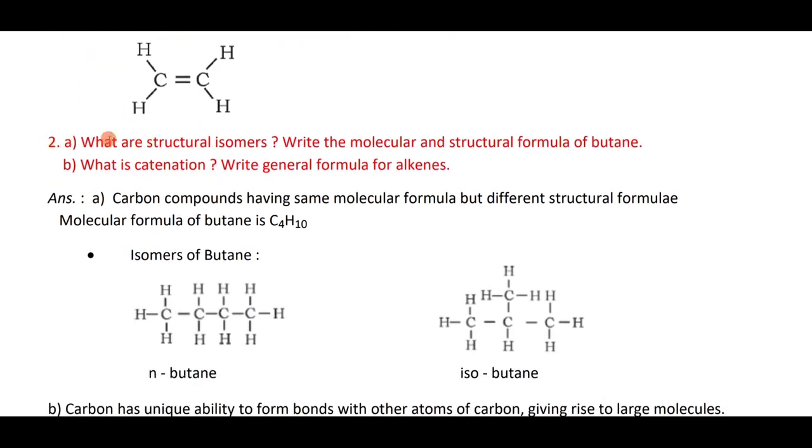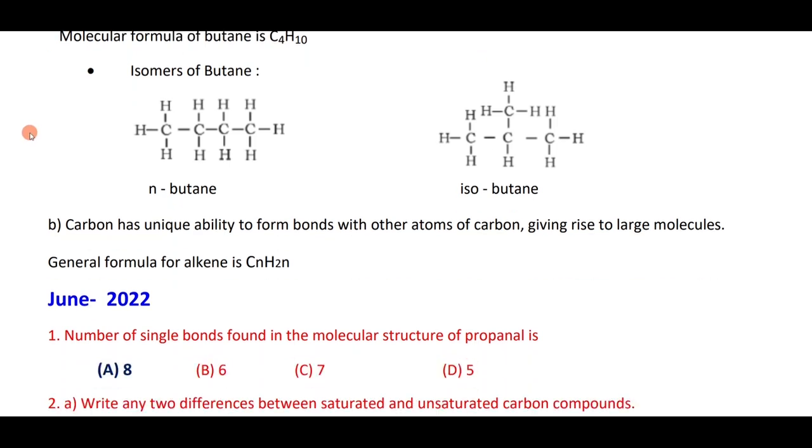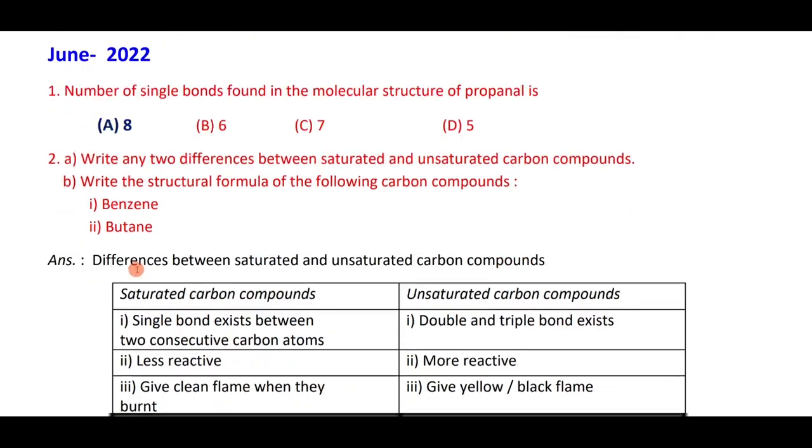Already repeated question. What is catenation? Write general formula of alkenes. Carbon has a unique ability to form bonds with other atoms of carbon, giving rise to large molecules. The general formula of alkene is CnH2n. The number of single bonds found in the molecular structure of propanol is 8. Write the structure and list the number of single bonds.